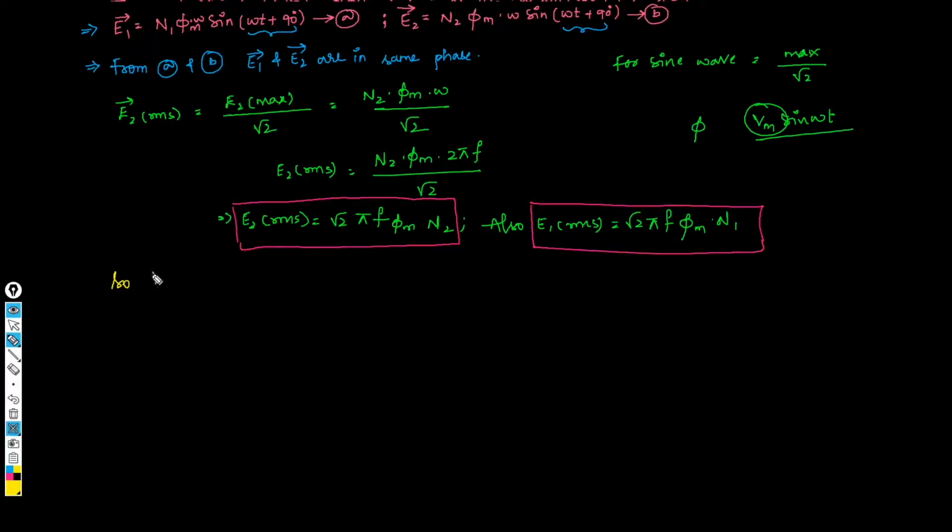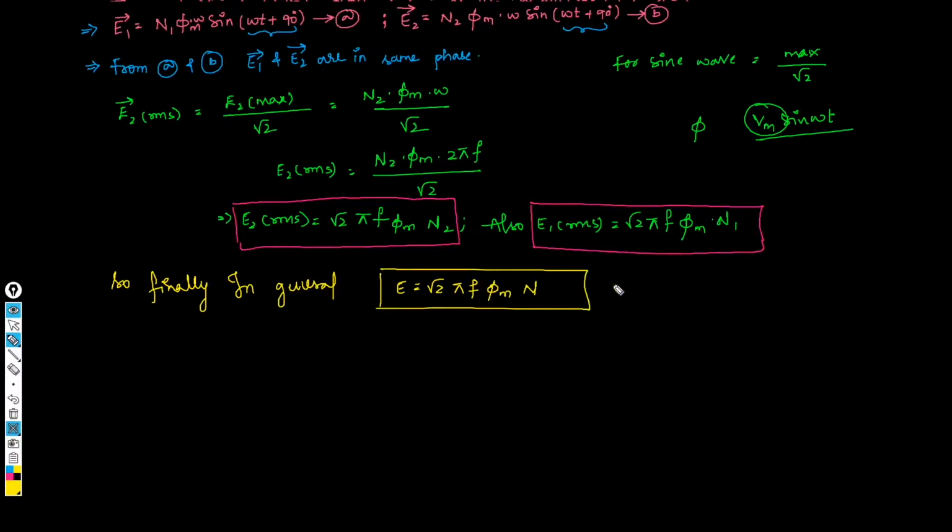Finally, in general, if I need to write the transformer EMF equation, I can write E is equal to root 2 pi f into maximum flux phi m into number of turns. So this is your EMF equation.